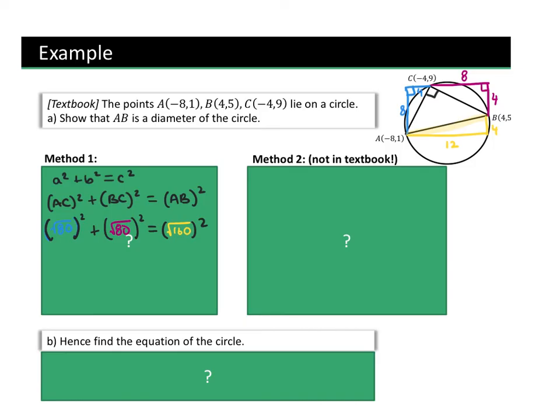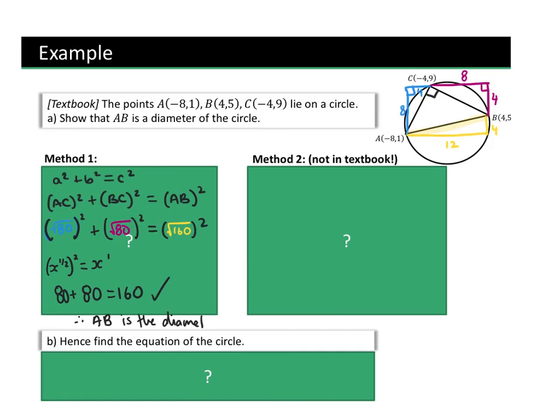Okay. So, we know anything squared, square rooted, because the square root is actually power of a half, isn't it? So we know x to the power of a half squared is in fact x to the power of 1, because you multiply the powers, don't you? Okay? So this means that 80 plus 80, oh, I forgot a 0 there, equals 160. Is that true? Yes. Therefore, AB is the diameter.